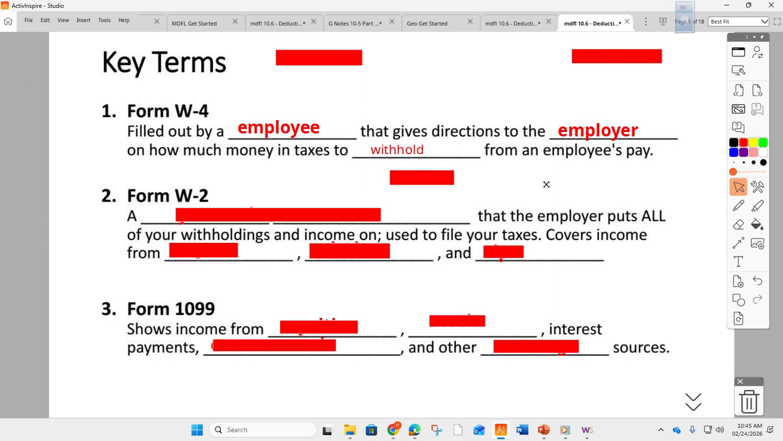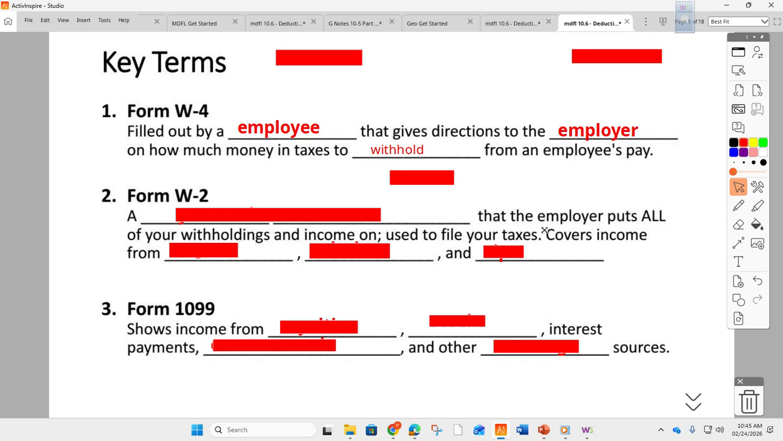It's filled out by an employee and gives directions to the employer on how much money and taxes to withhold from your pay each pay period. You can have them not take out any taxes. That does not mean you don't owe taxes. That means at the end of the year, you may have to pay all of your taxes at once, though. So the reason why employers take that tax out each pay period is so people don't have such a big bill at the end of the year to come up with, right?